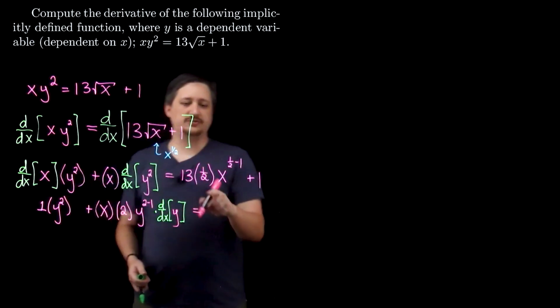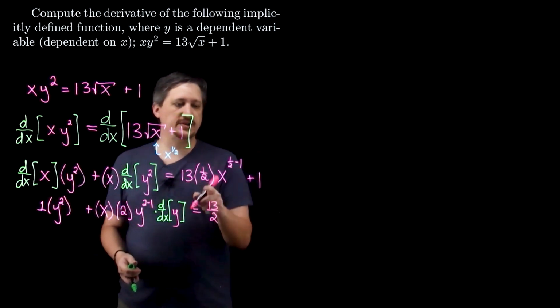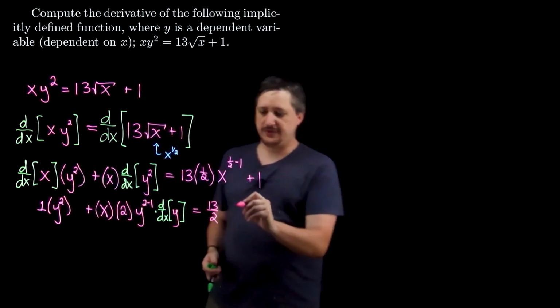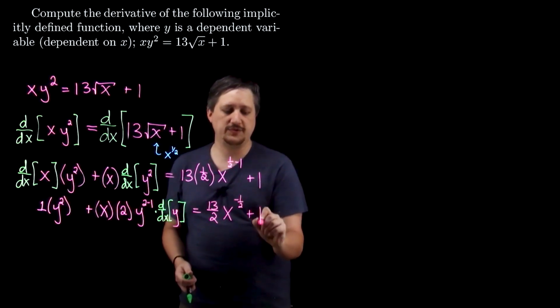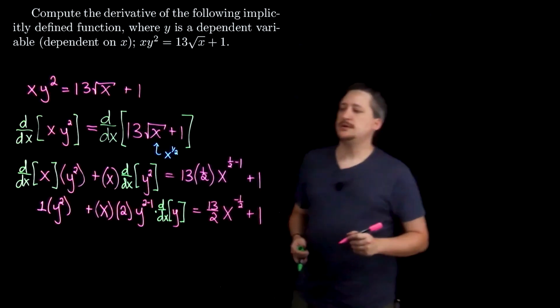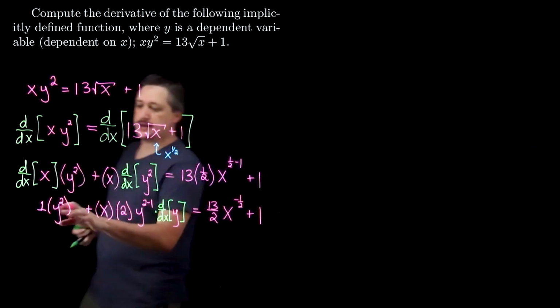And again, over here, I can clean this up a bit. So this is 13 halves, just multiplying those two together. And 1/2 minus 1, so that's going to be x to the negative 1/2 plus 1. Okay. So last but not least, I can clean this up.